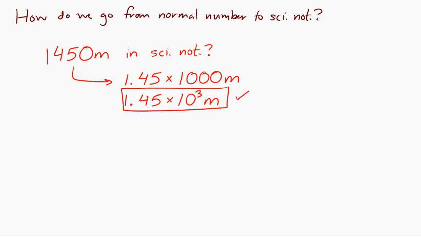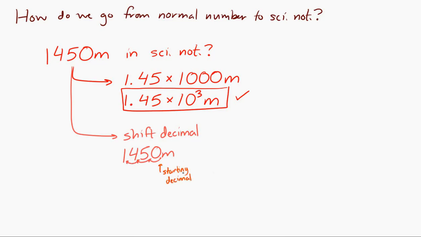Another way to think about it is we shifted the decimal place. So if I write 1,450, the decimal point started here. And then to put it into scientific notation, I had to move the decimal point 3 places to the left. And I get 1.45 times 10 to the 3 meters.